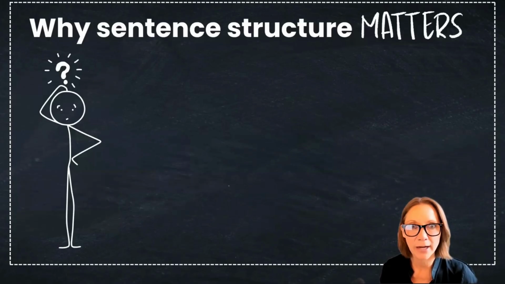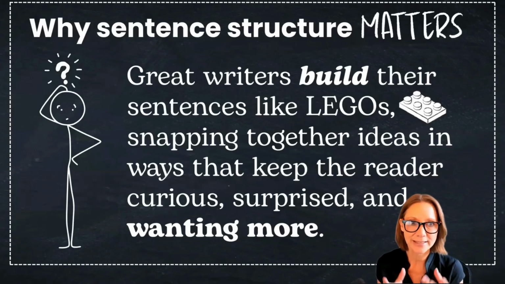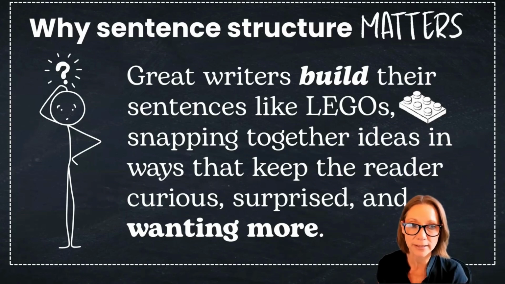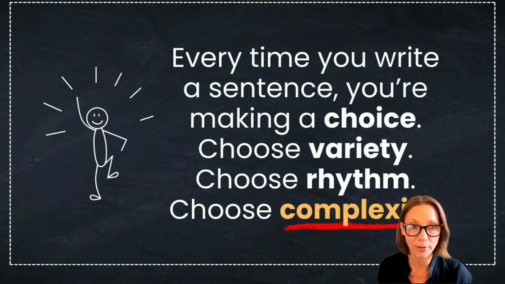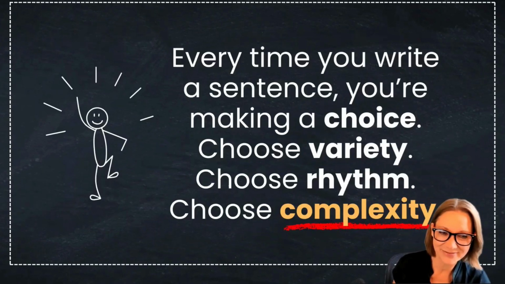Why does all this matter? So great writers will build their sentences like Lego. So you snap them together like ideas in a way that will keep the reader curious. It's going to keep your reader surprised and wanting to read more. So every time you write a sentence, you're making a choice. You can choose variety, choose rhythm, choose complexity.